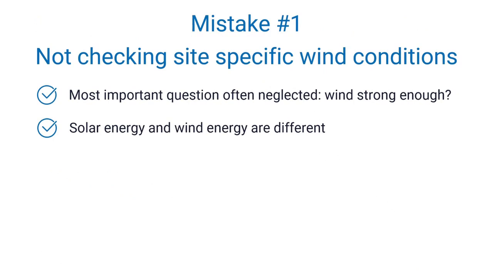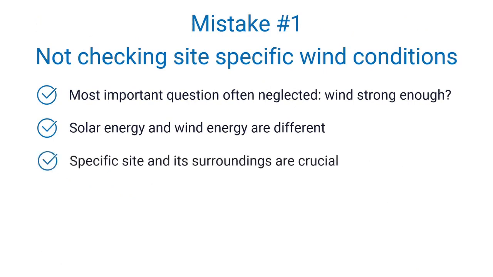That's why for a small wind turbine, the specific site and its surroundings are crucial. So there might be a property which has good wind potential, but the site next to it does not. So this also means you cannot use wind maps for your specific situation. A wind map gives you a rough estimate of the wind energy potential if you have a good site.